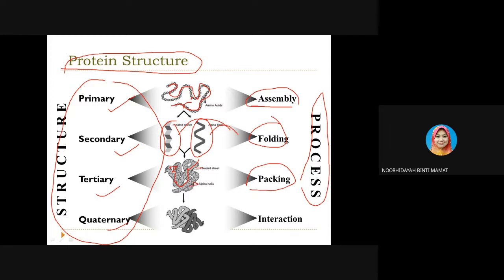So this is the alpha helix. They are picking up the chain, so they become the tertiary protein structure. And the last one is the quaternary protein structure, which is actually the interaction between one tertiary and another tertiary structured protein. So the interaction between two or more tertiary structured proteins will become the quaternary structured protein.